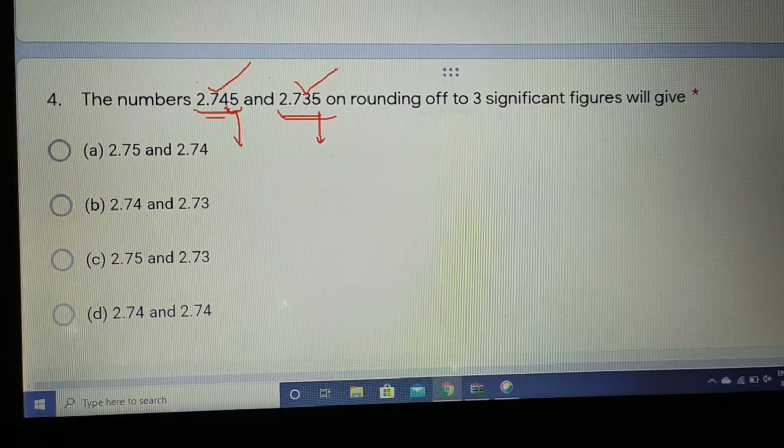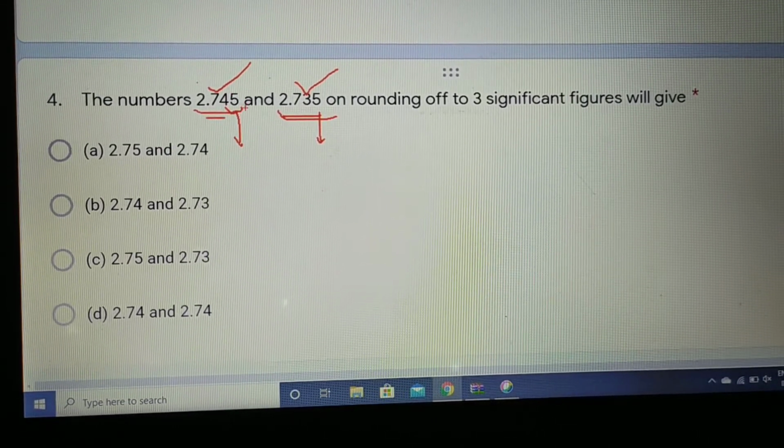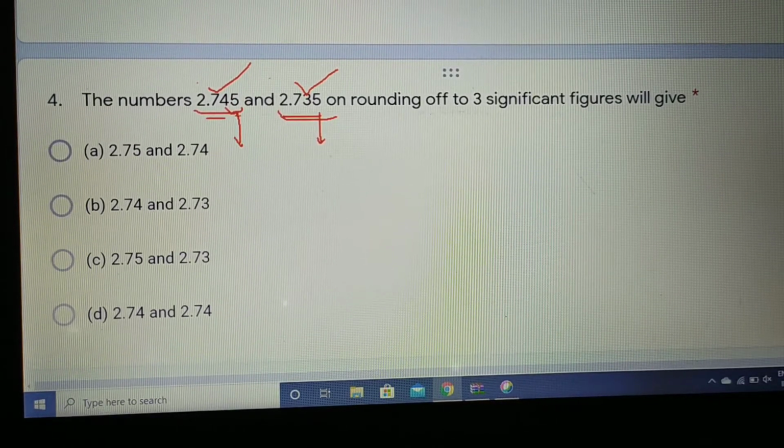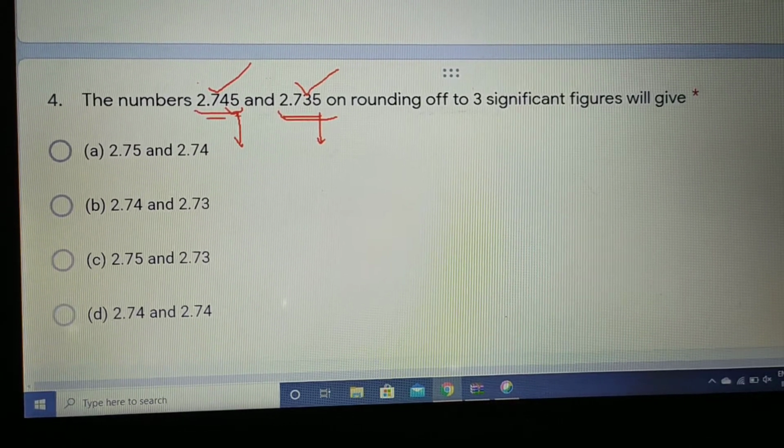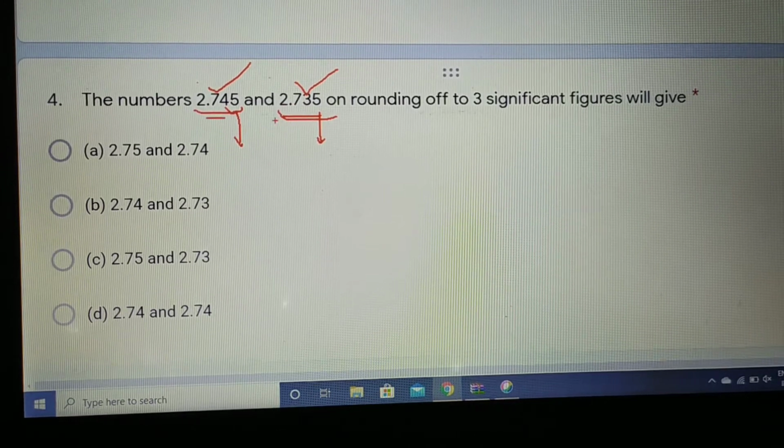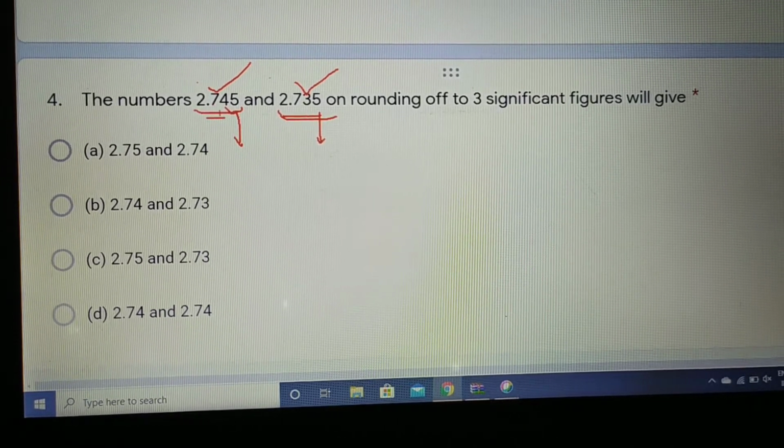We have to raise this number if it is less than 50; otherwise we let the number stay as it is. Same way with this also. The number 45 is less than 50, so the correct number will be 2.74. It is less than 50, so the number will be as it is. That means we can eliminate this 5 and let the number stay as it is.